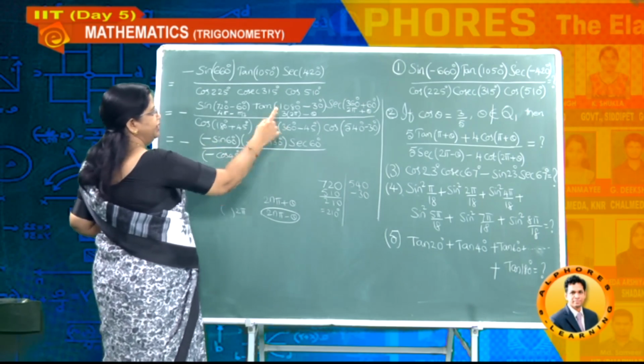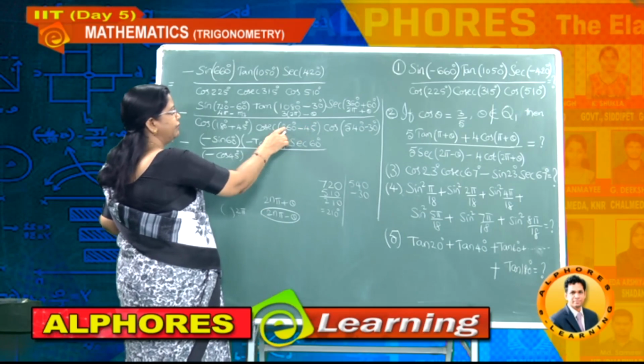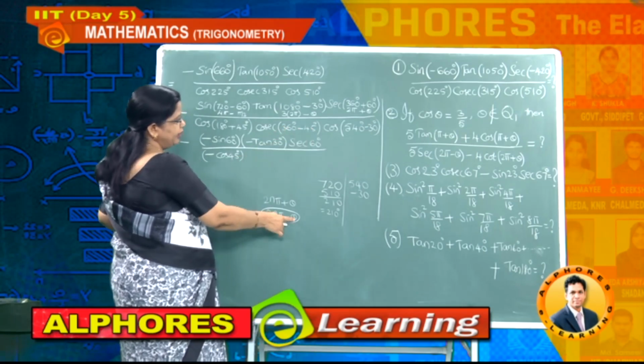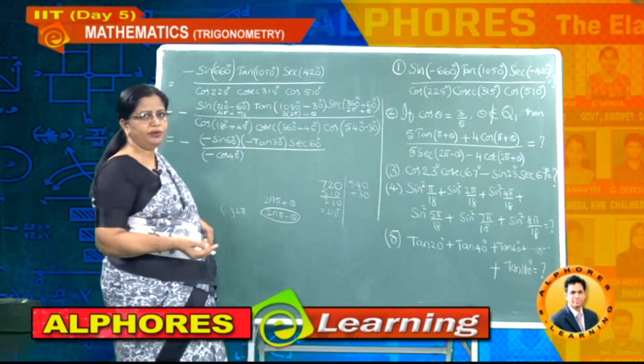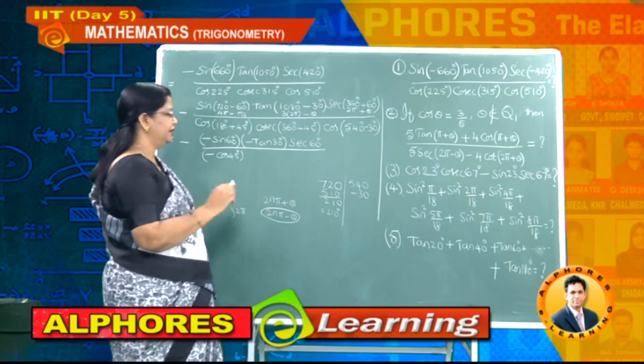And next, this one is 360 minus, that means 2 pi minus theta. So 2 pi minus means it is in fourth quadrant, and in fourth quadrant cosecant value is negative.